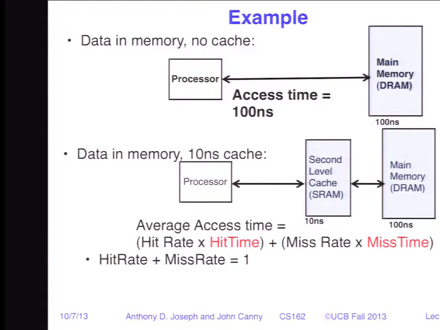All right, so our average access time, again, is our hit rate times our hit time plus our miss rate times our miss time. Key thing: the hit rate and the miss rate have to sum up to 1, right? Because either we find it in the cache or we don't find it in the cache, and we miss. So let's look at different hit rates. What if our hit rate is 90%? What's going to be our average access time?